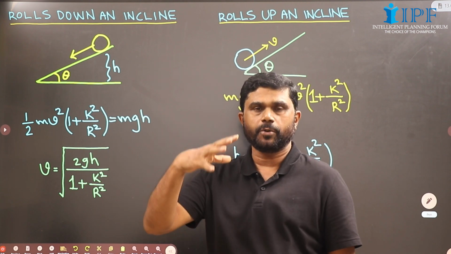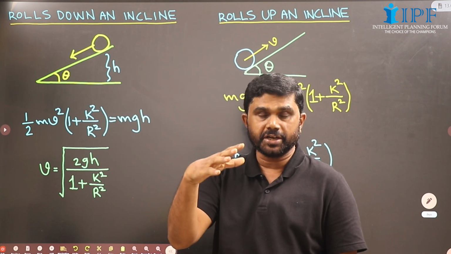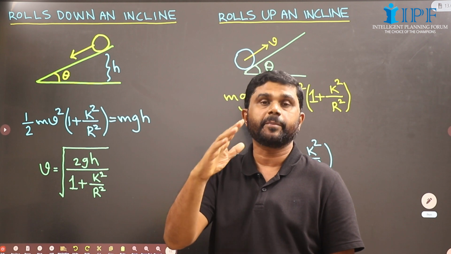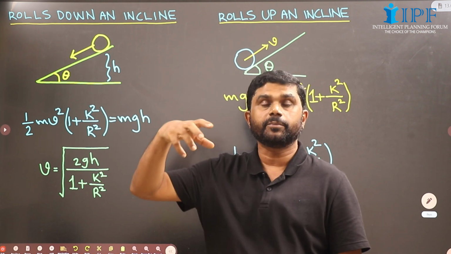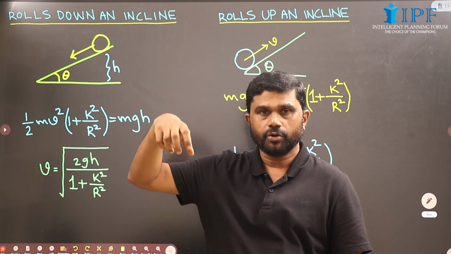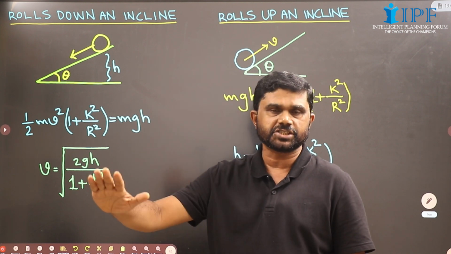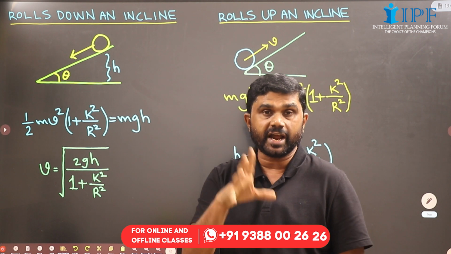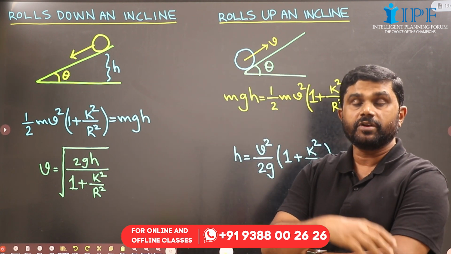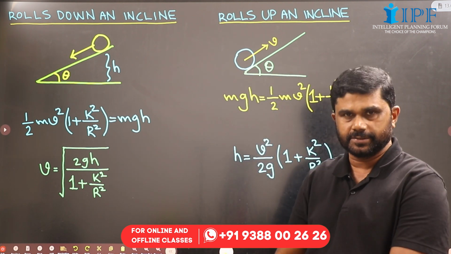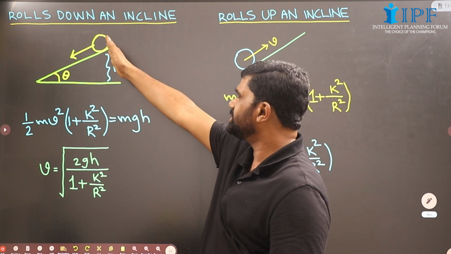Now see, suppose a body rolls down an inclined plane from rest from a height h. Initially the body is at rest, so it possesses only the gravitational potential energy. When it reaches the bottom, the decrease in gravitational potential energy will be converted to kinetic energy. Okay, the body is released from here.